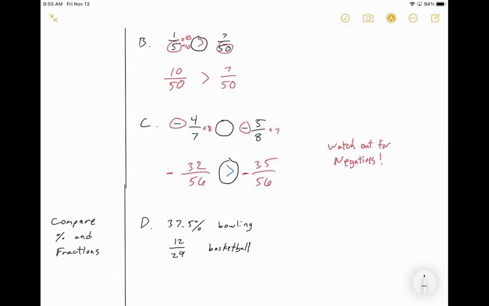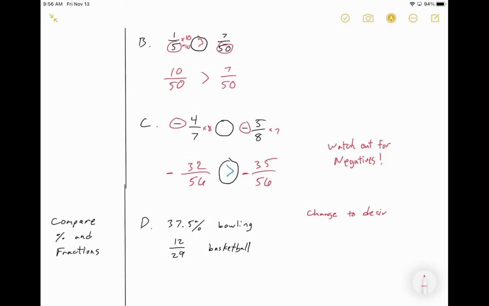Okay, so here's the deal. 37.5 is in percentage form. 12 out of 29 is in fraction form. So again, we've got to get them on the same playing field, right? Just like our whole 100-yard thing, 100 feet running a race. We either can change a fraction to percentage or percentage to fraction, or actually, this is what we're going to do. We're going to change both to decimal. That's the strategy. Change to decimal form.